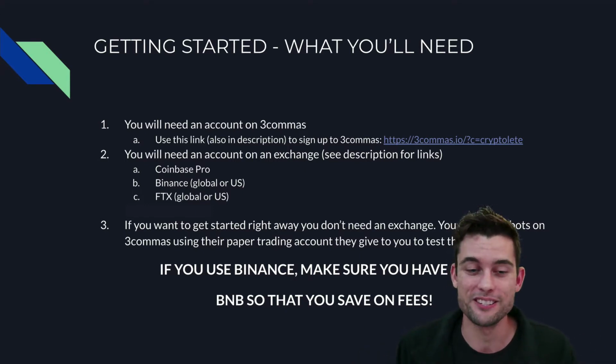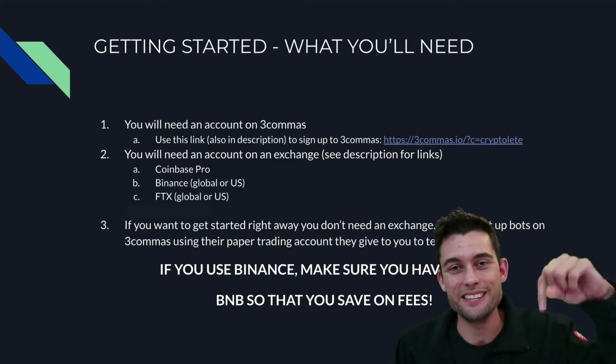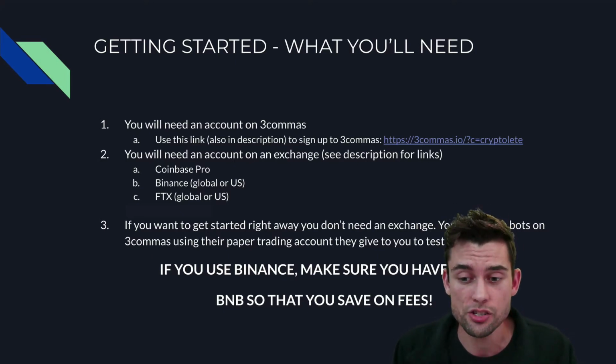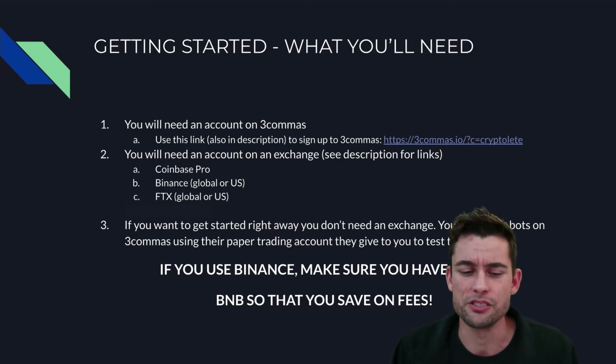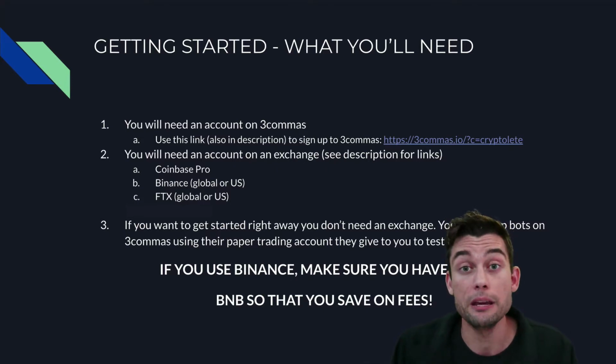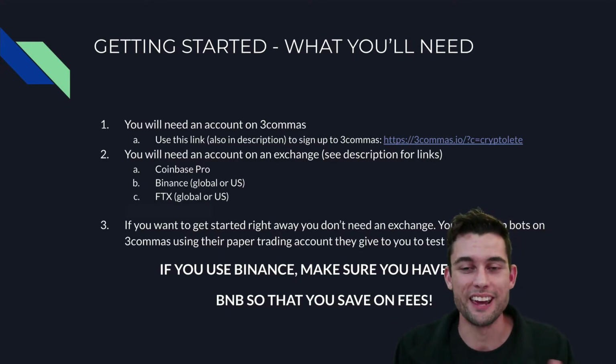In case you don't have this stuff, you will need an account on 3Commas. I have a link for a 3Commas account in the description below, so click that if you don't have one. You'll also need an account on an exchange. You could use Coinbase Pro, Binance, FTX, or Kraken. Use whatever exchange you want as long as it connects to 3Commas via API. Also, if you want to get started right away and you don't have an exchange, you can set up bots on 3Commas using their paper trading account that they give you to test things on. You're going to need an exchange eventually to make money, but even if you don't have an exchange, you can go to 3Commas and they have a paper trading account.